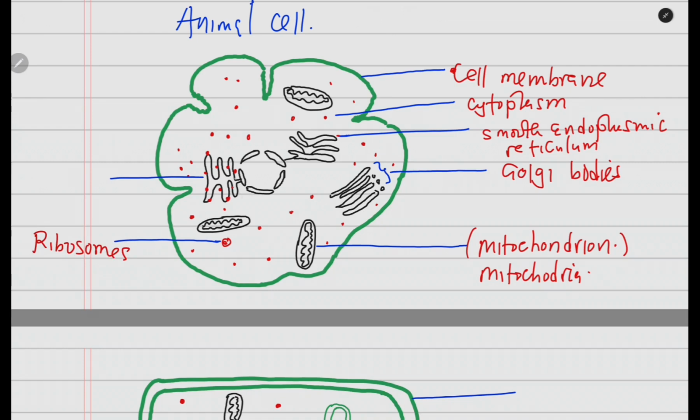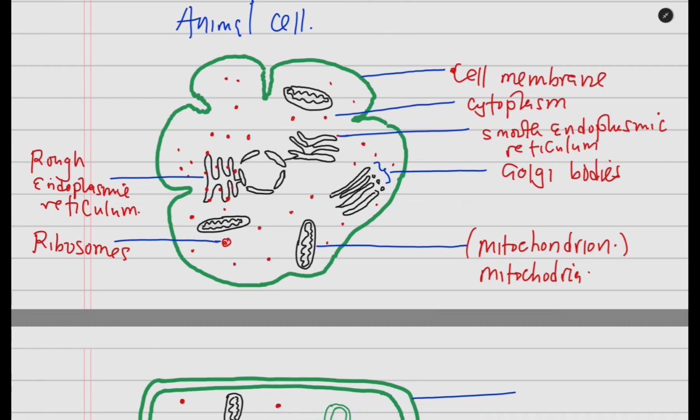Then we have another part here, which is this one with the dotted stuff around it. So that is what we call the rough endoplasmic reticulum. So the endoplasmic reticulum is of two types, rough and smooth. As we go into looking at their functions, you are going to understand better why they have different names, that is smooth and rough. Okay, so these are the parts of the detailed animal cell.